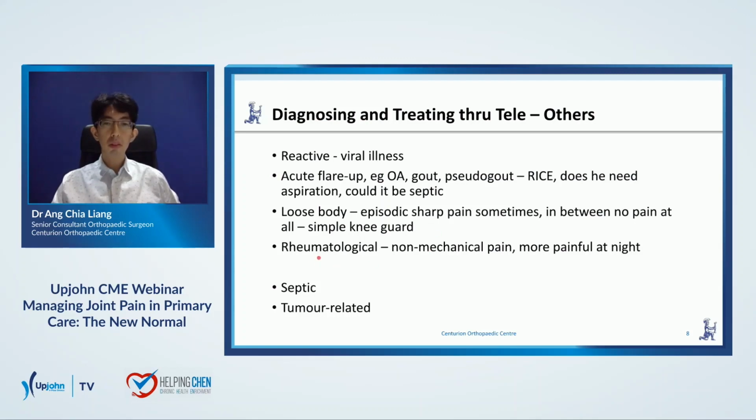Now, rheumatological type pain, rheumatoid arthritis, for example, psoriatic arthritis. Now, these are more non-mechanical pain, and maybe there's more pain at night. And as I mentioned, orthopedic surgeons, we are always wary of whether it's septic or tumor-related type of pains.